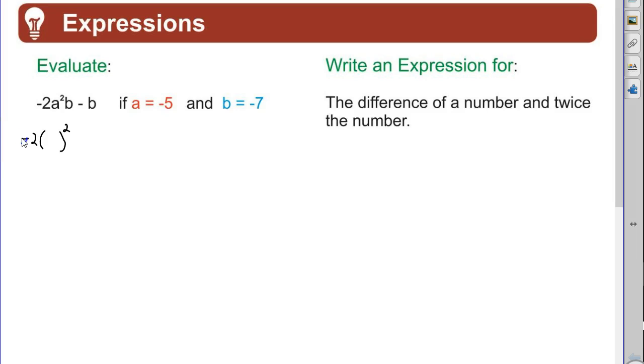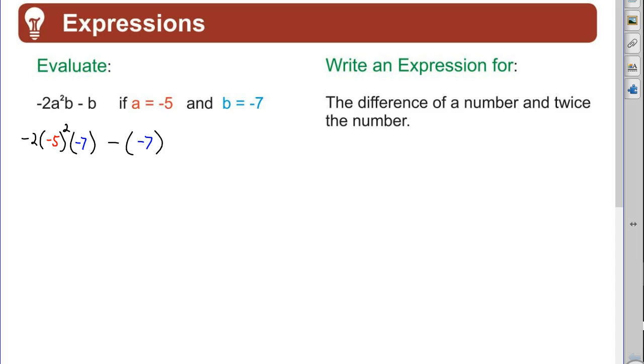So there's a parentheses for the A, there's a parentheses for the first B, the minus sign, and a parentheses for the second B. Okay, everywhere where the A is, put a -5 in that parentheses. Everywhere where the B is, put a -7 in that parentheses. Does it make sense? I'm telling you, the parentheses are the key to everything.